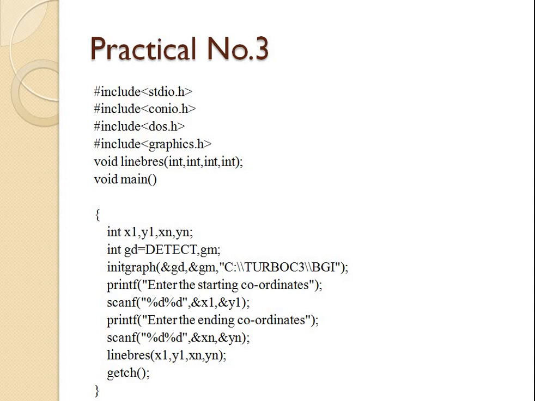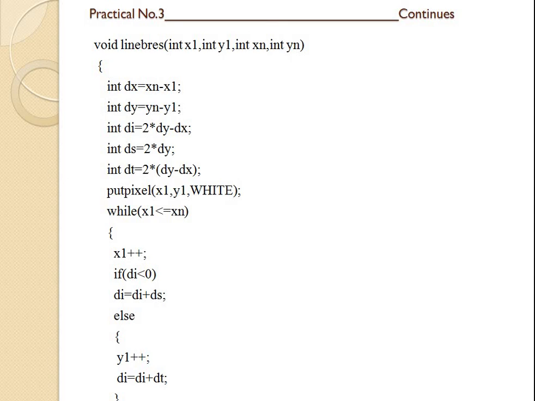Then printf and scanf, accessing the x1 value and y1 value and also the xn and yn value. Then this function is called, that is the wide line brace function is called, and after that we put a condition to draw a line by using Bresenham's line drawing.